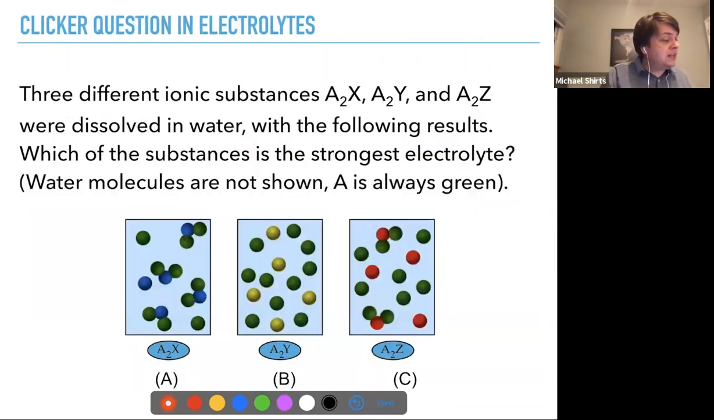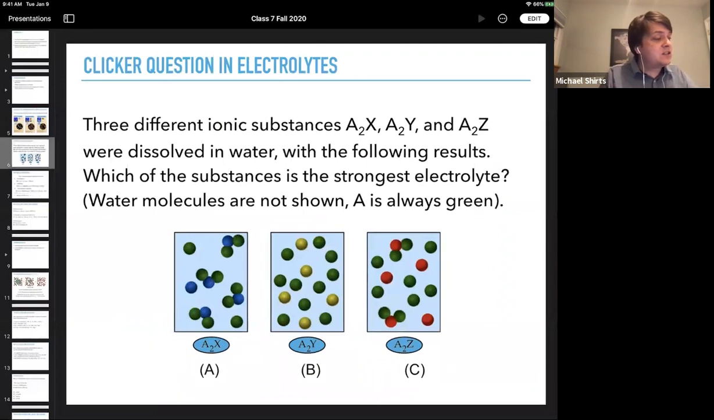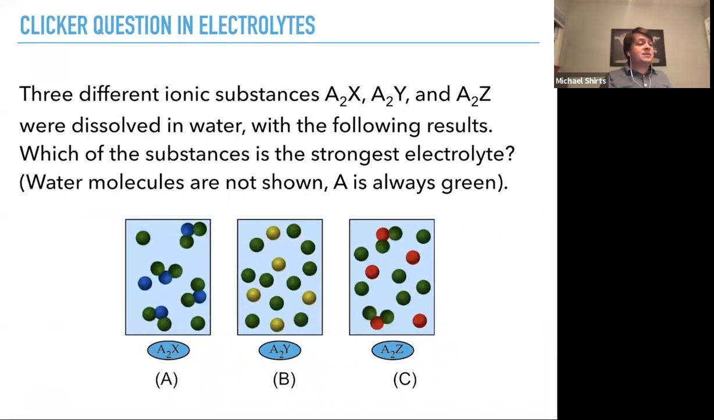Okay, so let's just test this for a second. Three different ionic substances with the molecular formulas A2X, A2Y, and A2Z were dissolved in water with the following results. Which of the substances is the strongest electrolyte? Here, the water molecules are not shown. They're just the blue background. And A is always green. I'll pause for a second so you can think about which of the following compounds is the strongest electrolyte. Pause and try to answer it yourself.